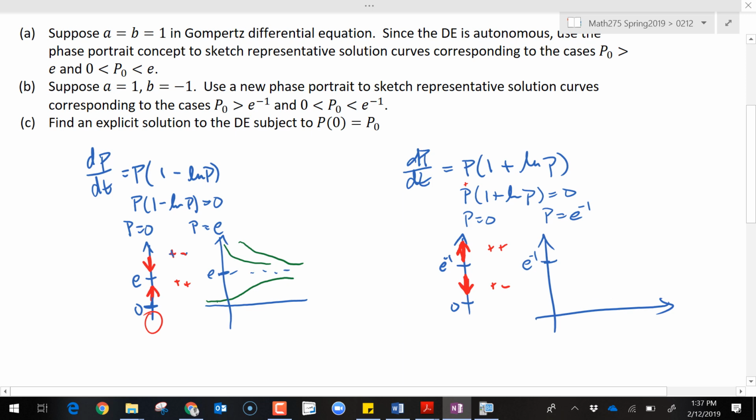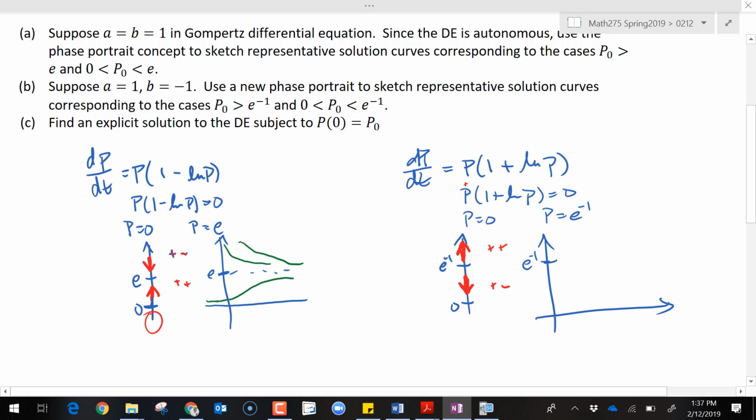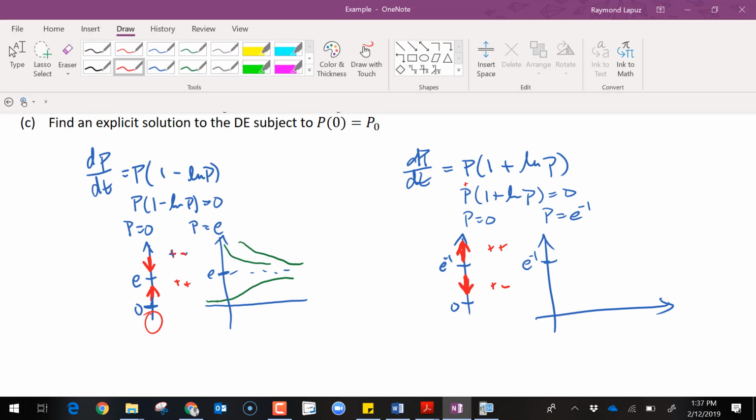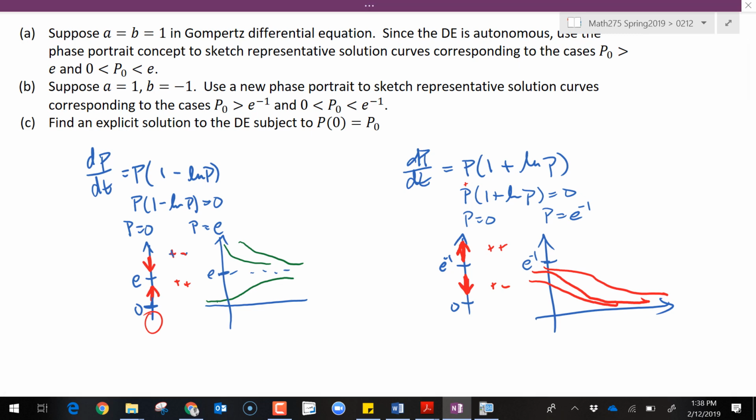I want red. Not that you guys can see red. But if you guys print out your notes, it'll be red. I mean, if you print it out with a color printer. If you print it out in a black and white printer, you still won't see red.